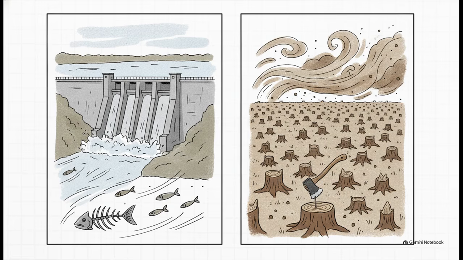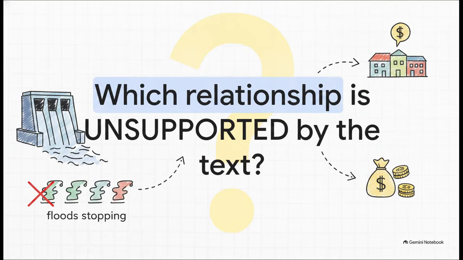Okay, time for self-check number 1. Using step 4 of our blueprint, which is checking whether relationships are actually supported, take a look at this question. Based on passage A, which claimed relationship is unsupported by the text? Is it A, dam built leads to flood stopping, or is it B, dam built leads to the town getting rich? Go ahead and make your choice.